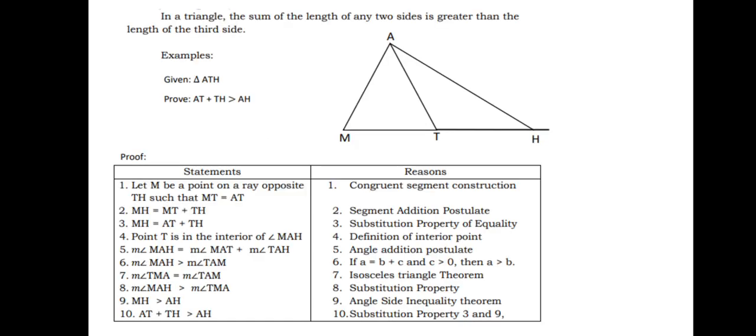So, this is the first given, triangle ATH. You're going to prove that AT plus TH is greater than AH. So we're going to prove that the sum of AT and TH is greater than AH.